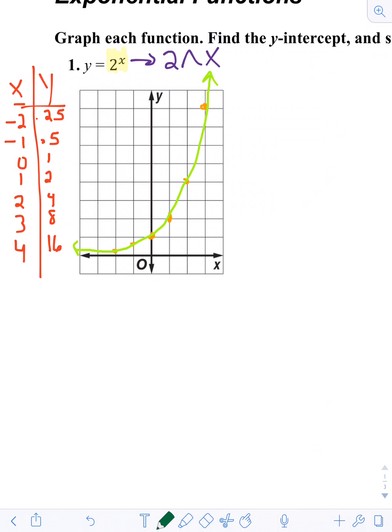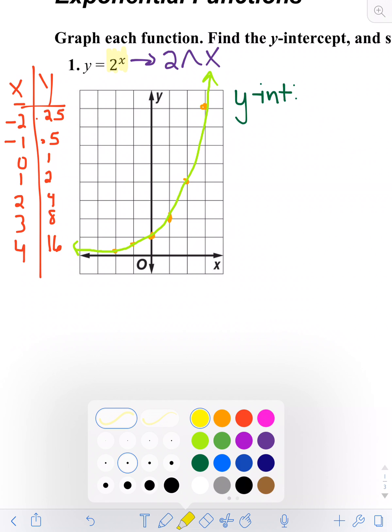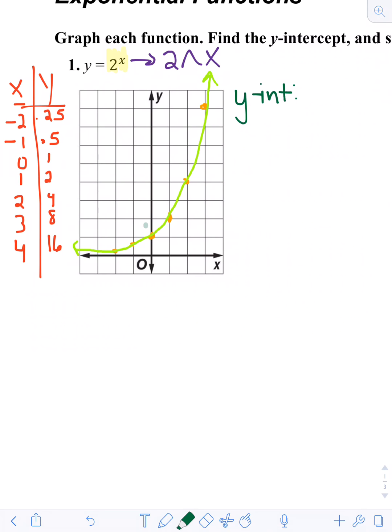So now we're going to find the y-intercept, state the domain, and the range. So my y-intercept, if you look at the graph, is where it crosses the y-axis. So right here is where it crosses the y-axis, and that is at 0, 1. So my y-intercept is 0, 1.